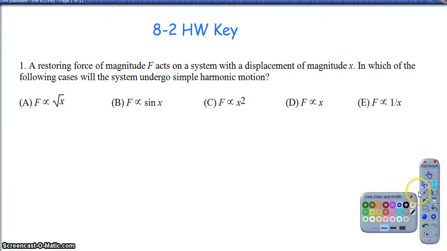Okay, so for part 1 of homework 8-2 here, let's pick up question 1. A restoring force of magnitude F acts on a system with a displacement x. In which of the following cases will the system undergo simple harmonic motion?